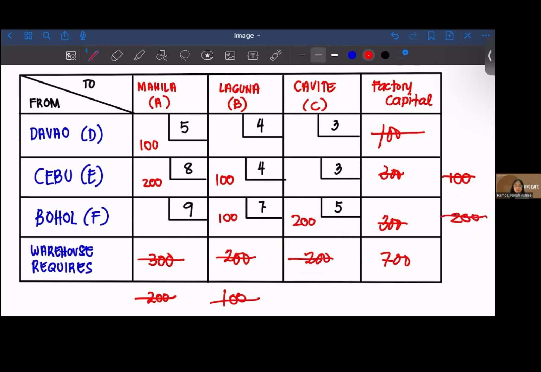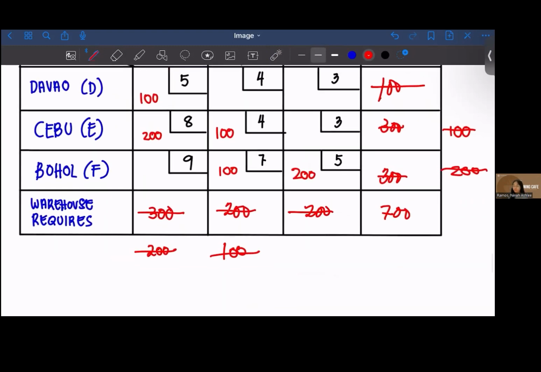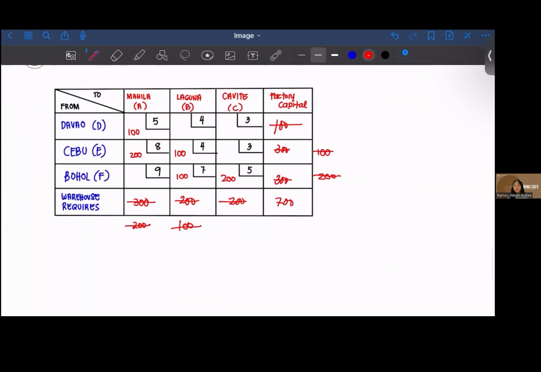So now that the initial shipment supply is complete, you will now compute. So after assigning the feasible solution, which is what we have done, we will now compute the total cost of the transportation. So in computing the total cost of the transportation, we will now multiply them.